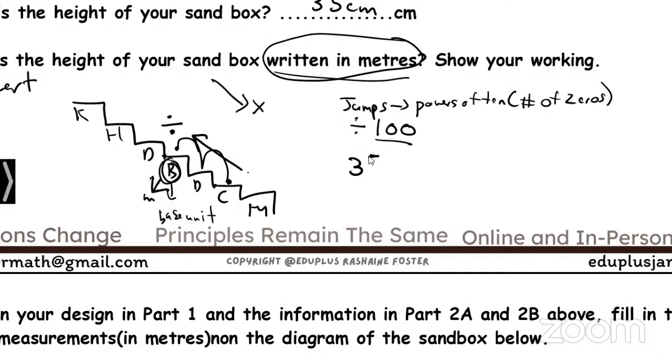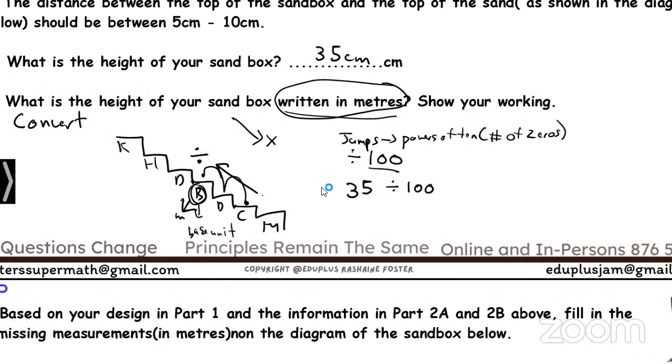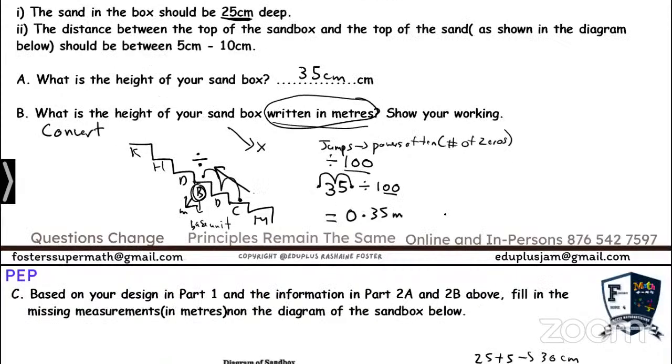So let's go now. It is 35 centimeters that we are converting to meters. So it's 35 that we need to divide by 100. But what happens here? When you divide by a power of 10, what direction do you go in? To the left. And how many jumps am I going to take? 2 jumps to the left. How do we know it's 2? Because it's 2 zeros. So let's go. 1, 2. So what's my answer right here? 0.35 meters.